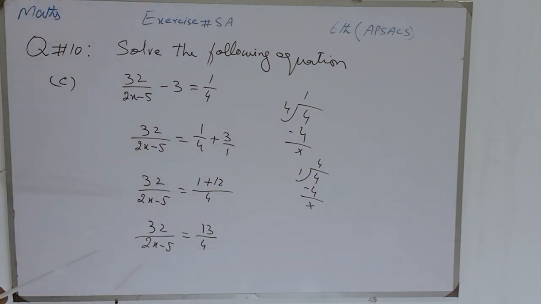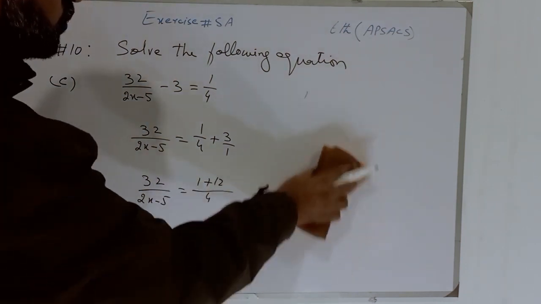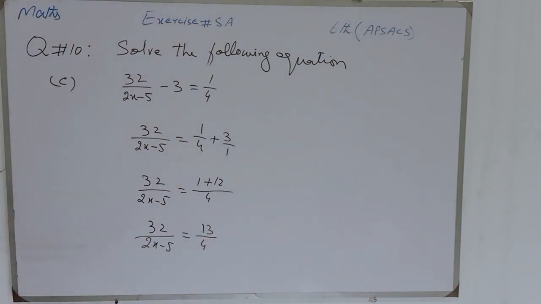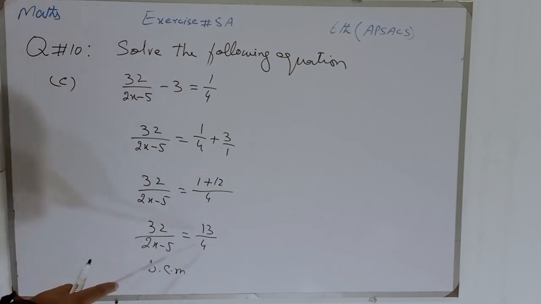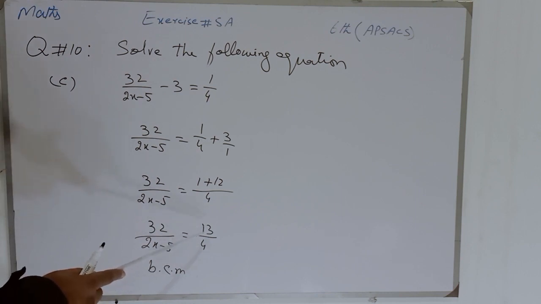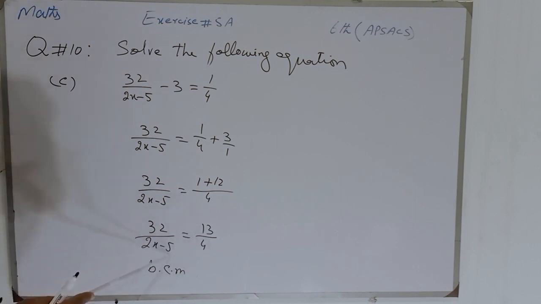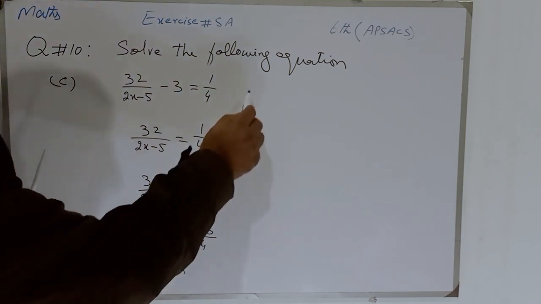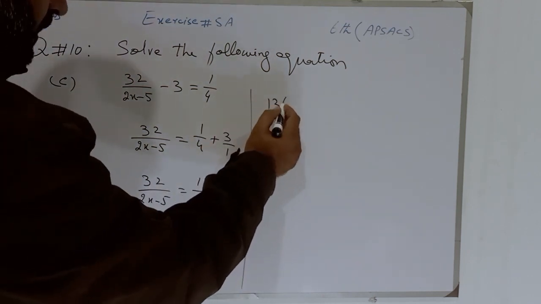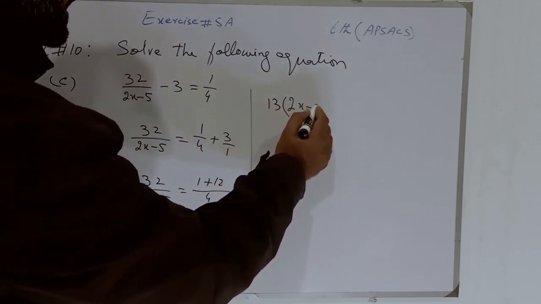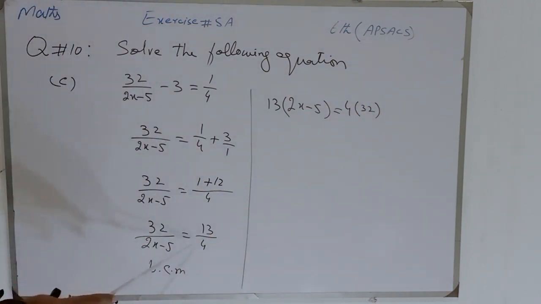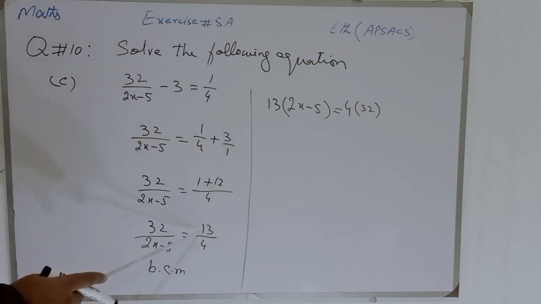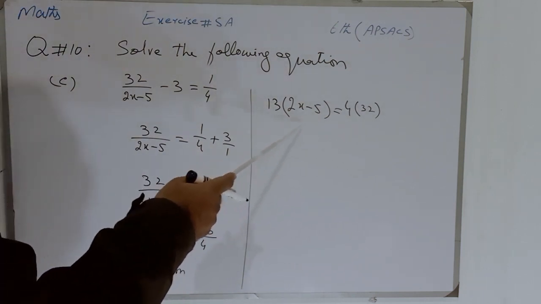Now students, on both of the sides there are single denominators, so we will do cross multiplication, and by cross multiplication we mean the numerator of the left side will be multiplied with the denominator of the right side, and the numerator of the right side will be multiplied with the denominator of the left side. So it will become 13 into 2x minus 5 is equal to 4 into 32. Students, you can write 32 multiplied by 4 on the left side and 13 into 2x minus 5 on the right side. It does not matter.